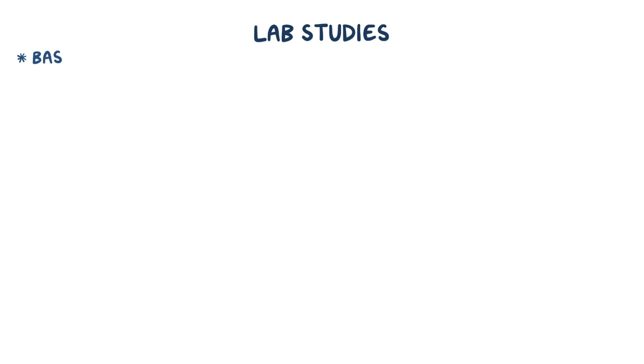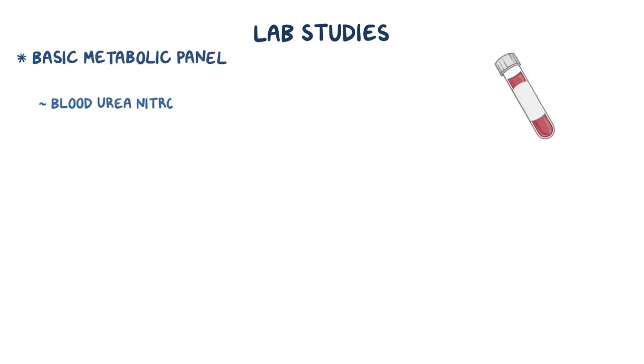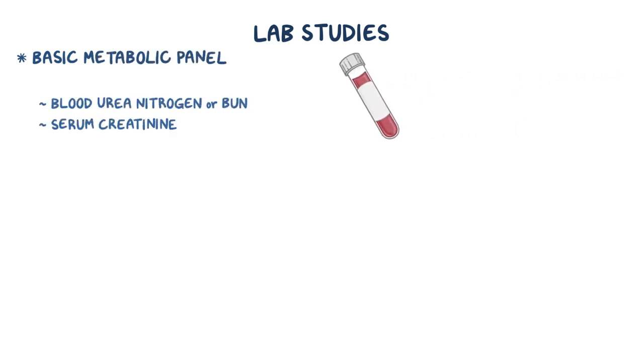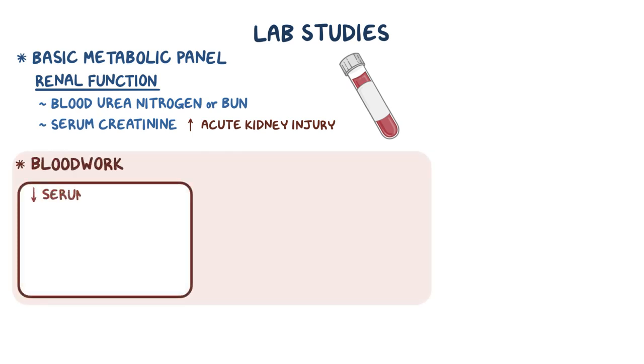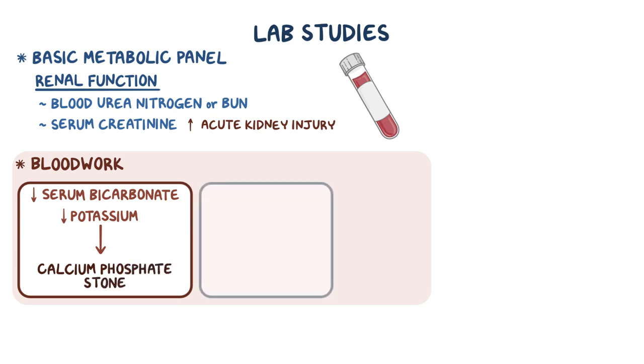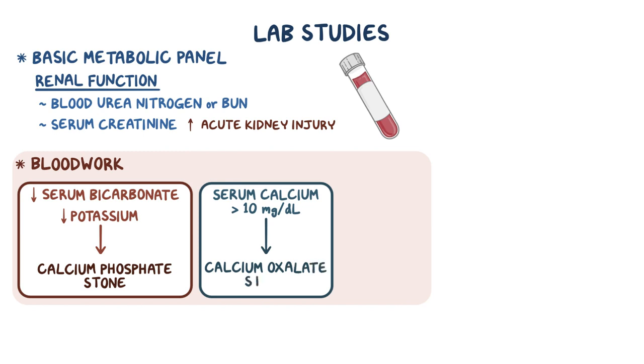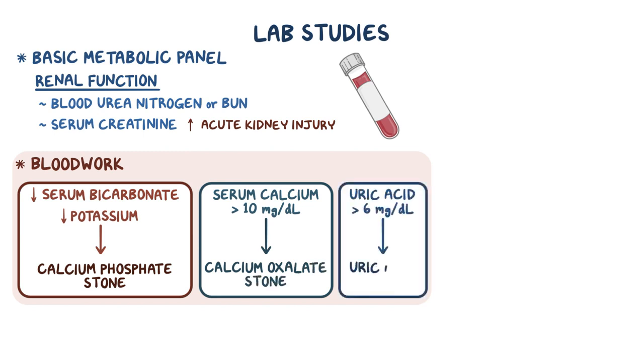Lab studies include a basic metabolic panel, where blood urea nitrogen, or BUN, and serum creatinine are done in order to check the renal function. With acute kidney injury, serum creatinine is elevated. Additionally, blood work and urinalysis may give clues as to the composition of the stone. Low serum bicarbonate and potassium levels may suggest an underlying renal tubular acidosis and a calcium phosphate stone. Serum calcium above 10 mg per deciliter suggests a calcium oxalate stone, whereas uric acid levels above 6 mg per deciliter suggest a uric acid stone.